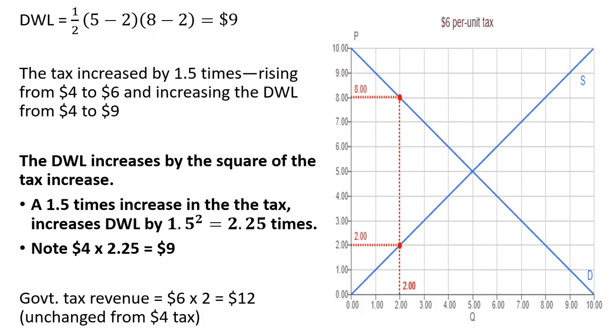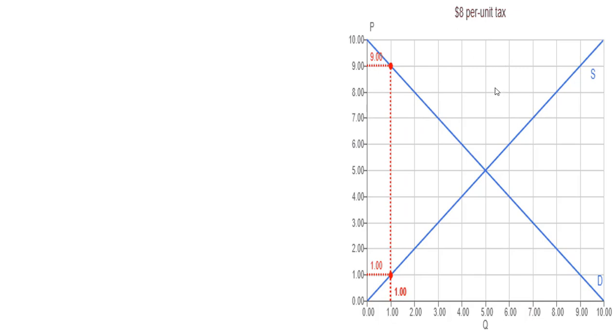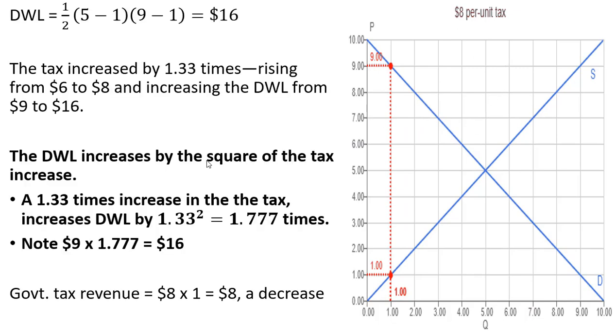And finally, we have an $8 per unit tax. So here the deadweight loss is $16. We got this big triangle with a base of 5 minus 1, or 4. And the height of the triangle is 9 minus 1, or 8. So doing the math here, we get $16.